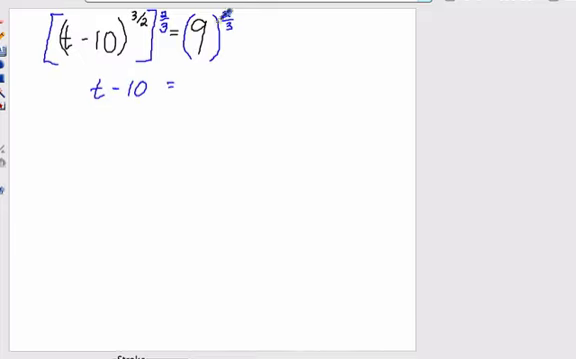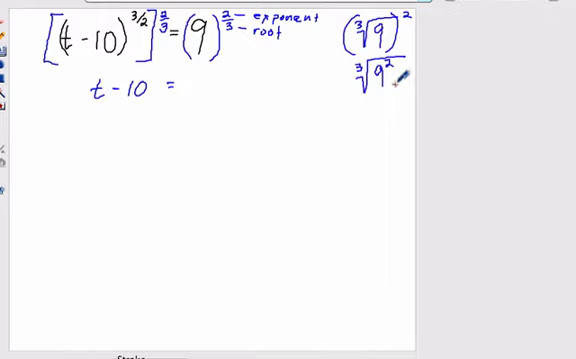Now that leaves us with 9 raised to the 2/3 power. So we could think of that as the cube root of 9 raised to the 2nd power. Remember, this bottom number is your root, and this one is your exponent. Okay, so when I look at this, can I take the cube root of 9? No, 9 is made up of 3 times 3, so I can't simplify that any further. So I'm going to look at this as 9 squared and then take the cube root of that. So 9 squared is 81.